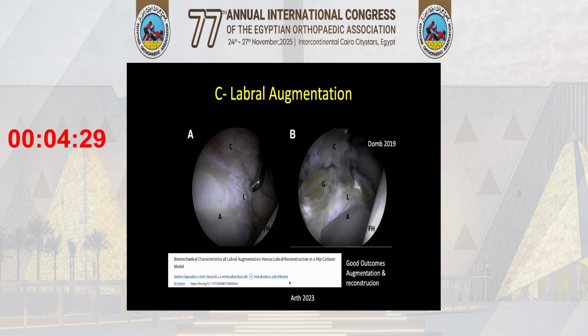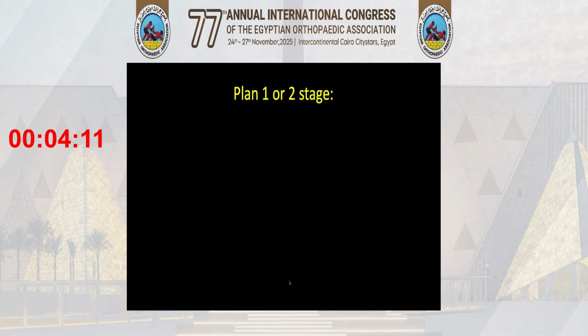Labral augmentation, not to be confused, is not the same as reconstruction. We preserve the remaining labrum, which is thin, to keep the ring of the labrum, and we add the actual labral reconstruction next to it. So augmentation and reconstruction are not much different, except that in one you are maintaining the rim of the labrum, and in the other you have a defect and you just fill that out.